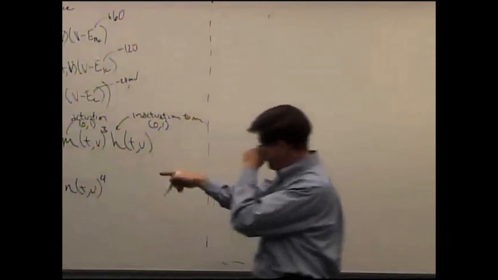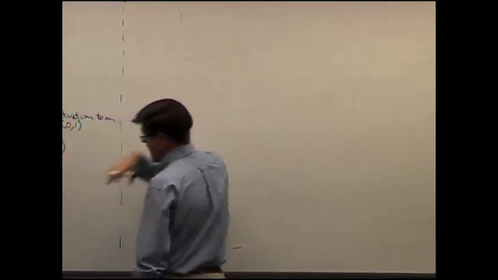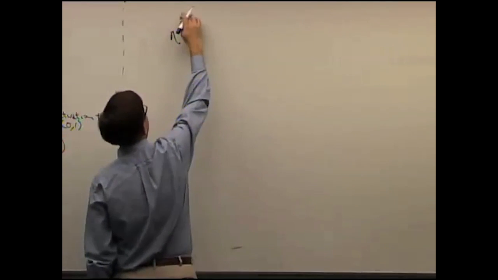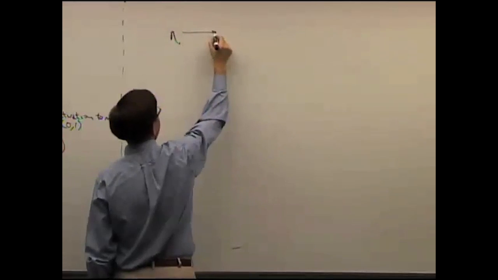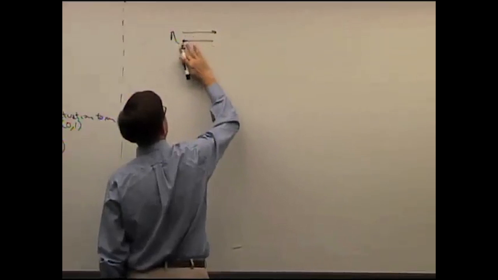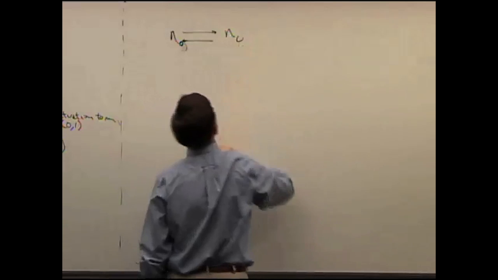But we want to think about what these M, H, and N's are. We can think of them as a channel that has a state. So let's just think about the potassium one first. The potassium channel activation has an open and closed state, right?